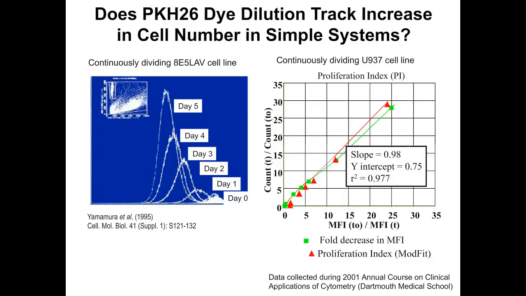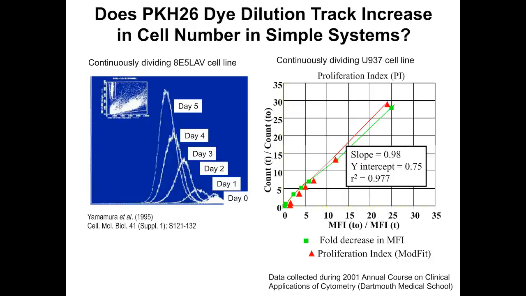On the right-hand side, what you can see is that we were plotting the MFI, or the fluorescence intensity, on the x-axis at time 0, divided by the fluorescence intensity at a later time, for example, day 1, day 2, day 3. And so what this is going to do is it's going to tell us the decrease in MFI. So with each division, the theoretical decrease would be 50%. On the y-axis, we're looking at count, and it's essentially the reciprocal. We're taking the count at a subsequent day, day 1, day 2, day 3, day 4, and dividing that by the initial count. So if the culture doubles, then we would expect that number to double as well.